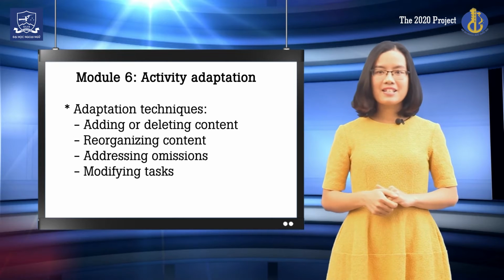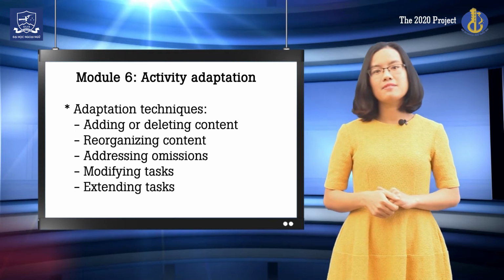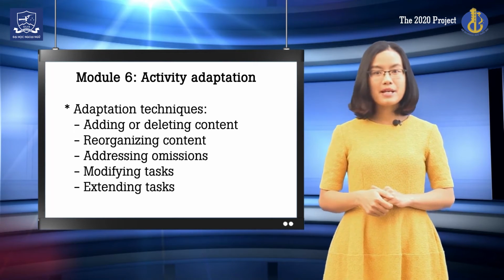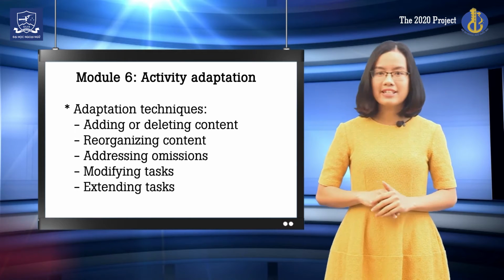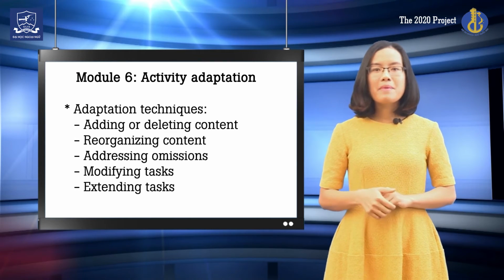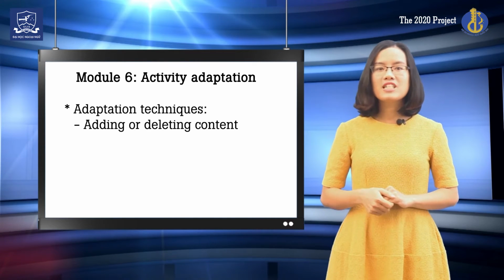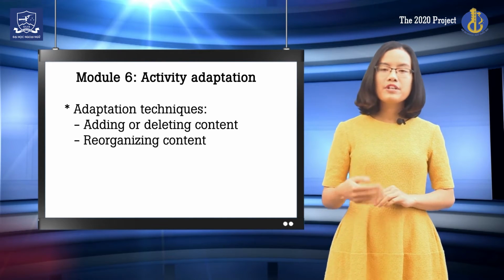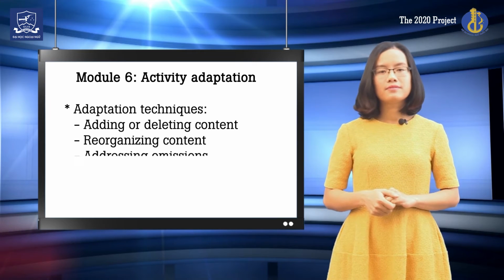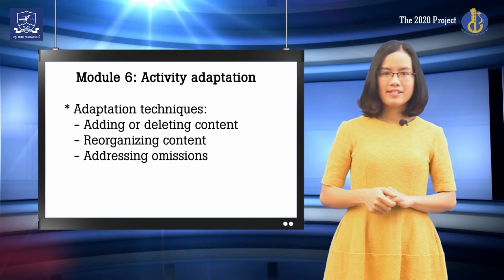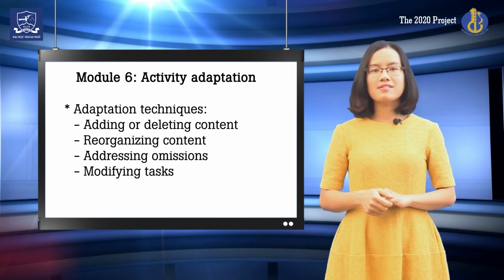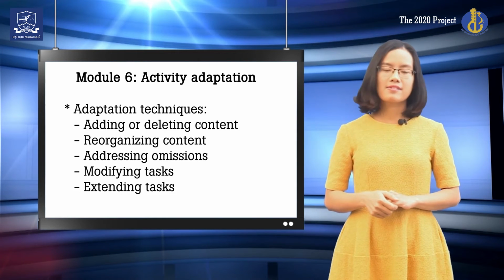Module 6 presented ways to evaluate textbooks and ways to adapt textbooks, as well as activities. Here are some main techniques mentioned in the module: adding or deleting content, reorganizing content, addressing omissions, modifying tasks, and extending tasks.